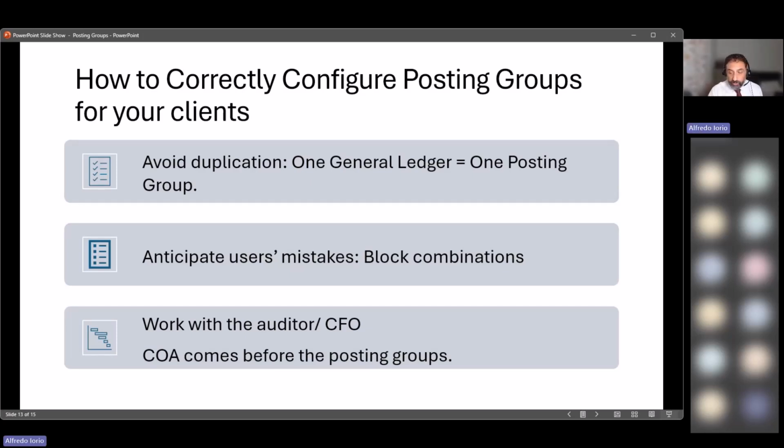And of course, last, but it seems obvious, right? But I put it here because I believe it's important. The chart of accounts comes before the posting groups.